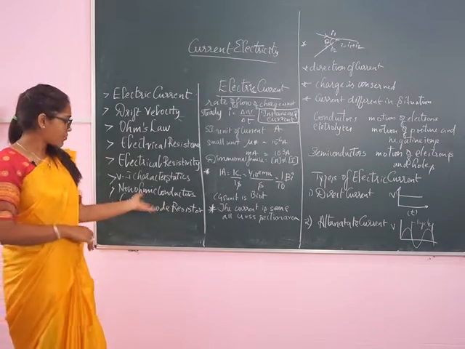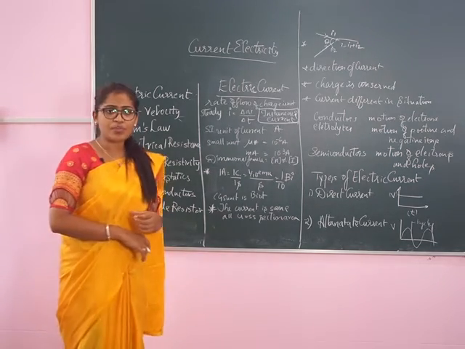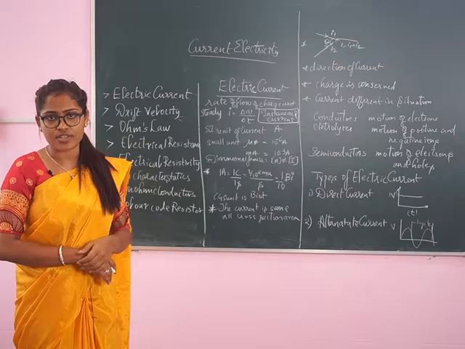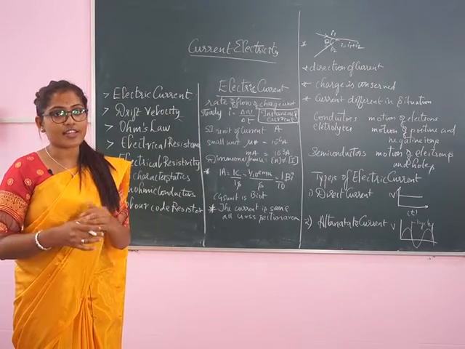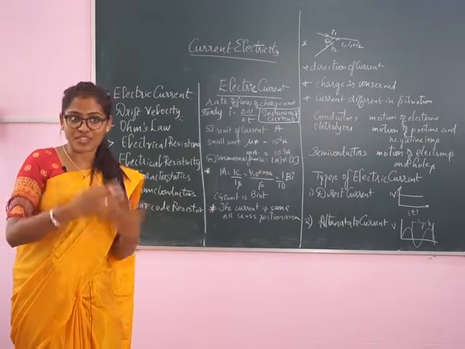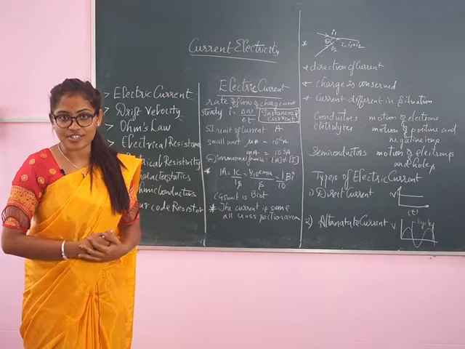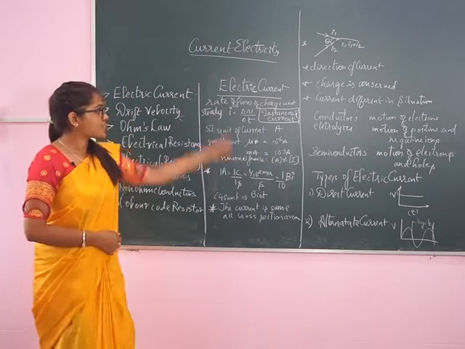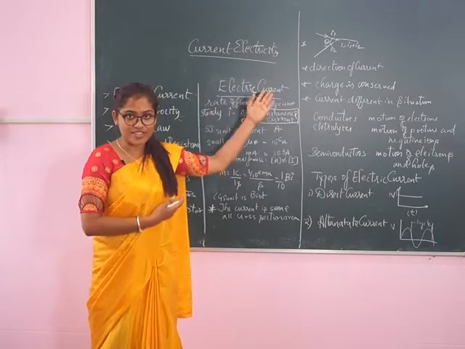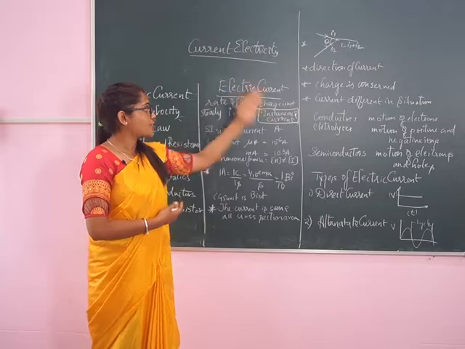Then, color code resistance. Here you will have a color code for every resistance, and you will come to know how to calculate the resistance. Next, to our main topic, let us come to study electric current.